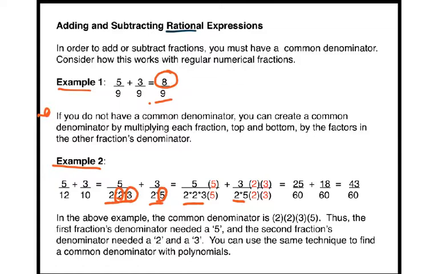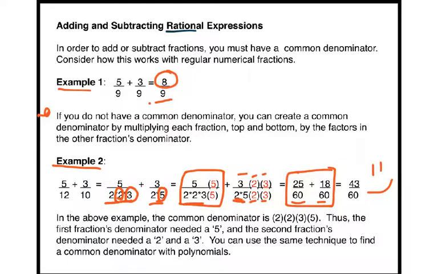Once you're done, in the first fraction, the denominator will be 2 times 2 times 3 times 5, which is 60. And the numerator will be 5 times 5, which is 25. And in the second fraction, the denominator is 2 times 2 times 3 times 5, the same numbers, so it's also 60. And in the numerator, you have 3 times 2 times 3, which is 18. And now, we have a common denominator. So we can add the numerators to get 43/60. In the above example, the common denominator is 2 times 2 times 3 times 5. Thus, the first fraction's denominator needed a 5, and the second fraction's denominator needed a 2 and a 3.